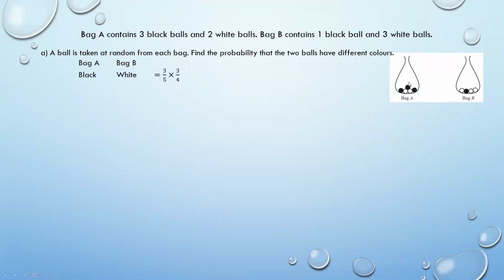Two different colors means that if you take out black from bag A, the ball from bag B must be white. And if you take out white from A, you must have black from B. So the probability is 3/5 for black and 3/4 for white from bag B. You need to multiply these two because you must get black plus white, so this one must times this one.